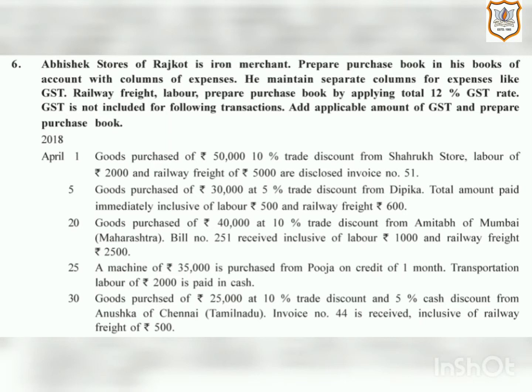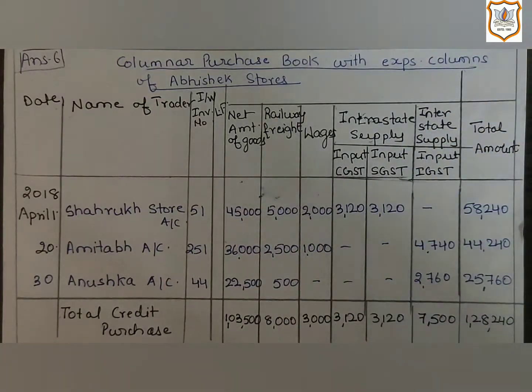He maintains separate columns for expenses like GST, railway freight, and labor, and the total GST rate, that is 12%, is given. Some transactions are given here and GST is not included for these transactions. We have to add the applicable amount of GST. Here is the answer of question number 6.